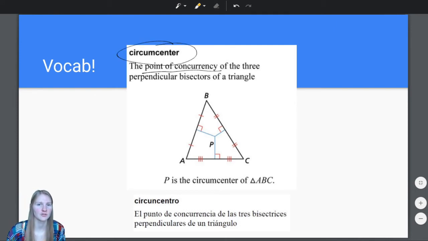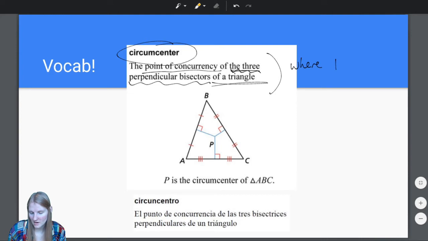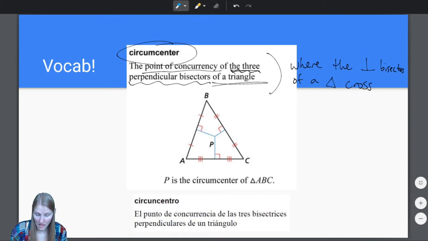Circumcenters and incenters are both points of concurrency within a triangle. The circumcenter is made by the 3 perpendicular bisectors. So the circumcenter is where the perpendicular bisectors of a triangle cross. Notice these blue lines are all of the perpendicular bisectors, right? Because we can see it's cutting the sides in half and it's at a right angle. That's what it means to be a perpendicular bisector, to cut it in half at a right angle.